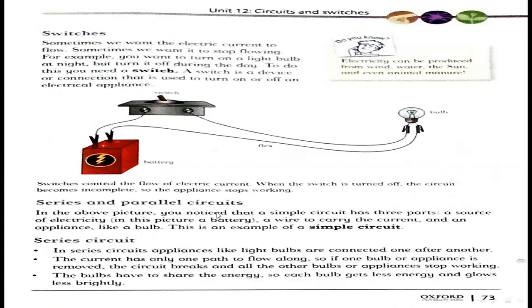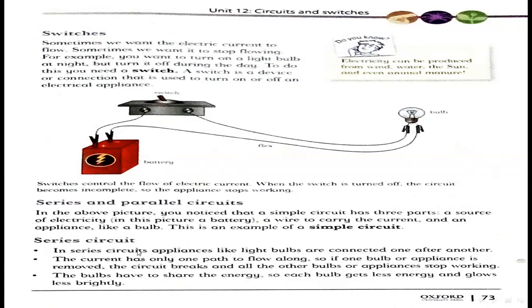Next is series and parallel circuits. Series and parallel circuits are types of circuits. In the above picture, you notice that a simple circuit has three parts: a source of electricity, in this picture a battery, wire to carry the current, and an appliance like a bulb. This is an example of a simple circuit.